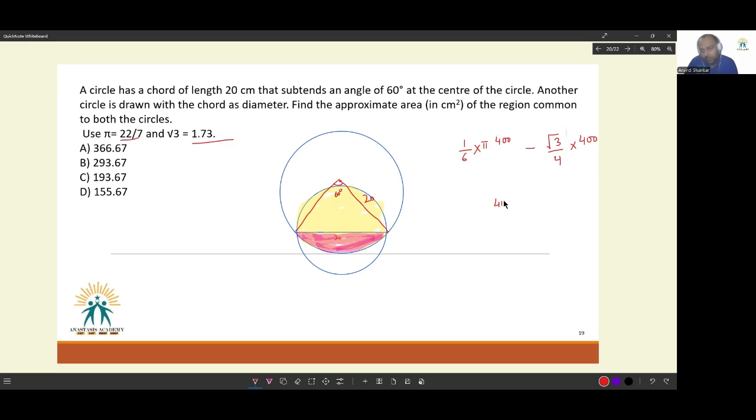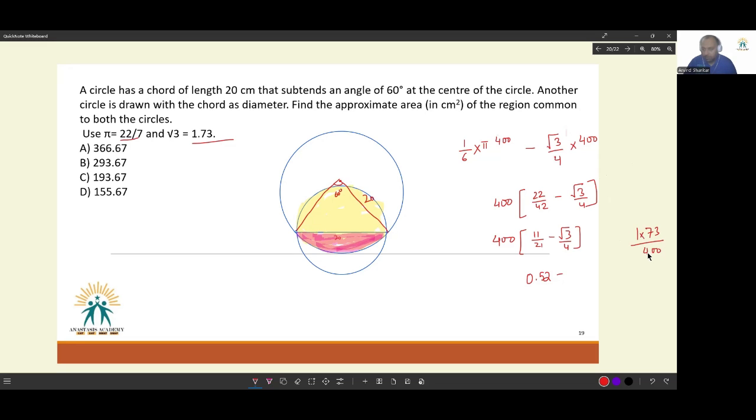So I can break it down this way. 400 I've taken out common. I'm left with 22 by 7 into 6. So 22 by 42 minus root 3 by 4. So 400 into, how much is this? 11 by 21 minus root 3 by 4. So this is roughly 50%. This is roughly 50%. And this is 50%, 52%. 52% minus 1.73, or 0.52 minus 1.73 by 4.